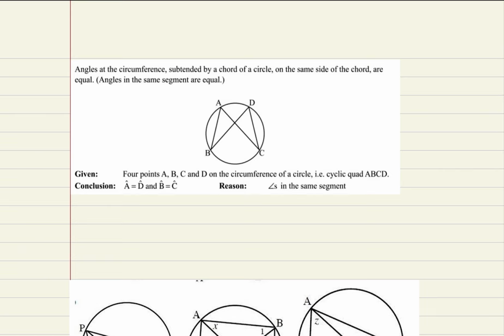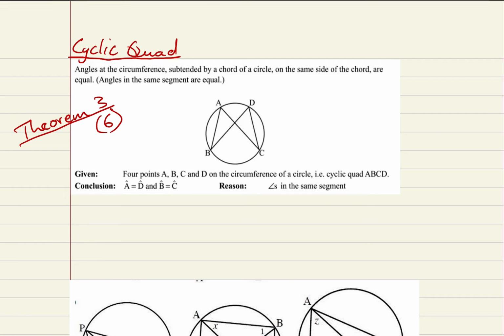We are now on the third theorem under a cyclic quad. Okay, since you are under the theorem number 3, here it's initially theorem number 6. What does it say? Angles at the circumference subtended by the same chord in the circle are equal. But in short we say what? Angles in the same segment are equal. This is very important. Angles in the same segment are equal.